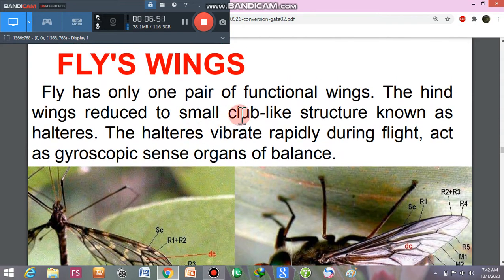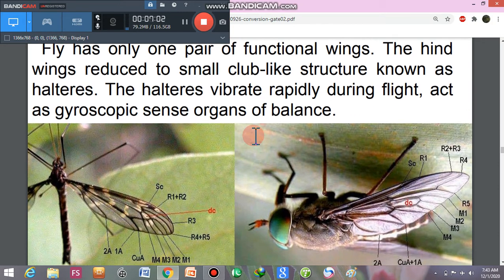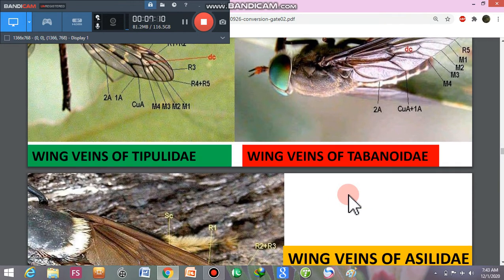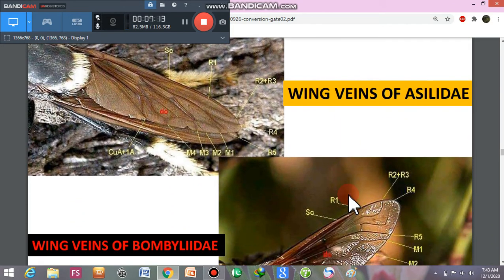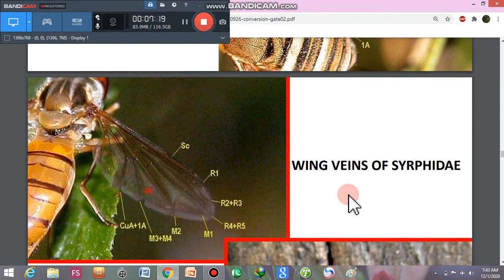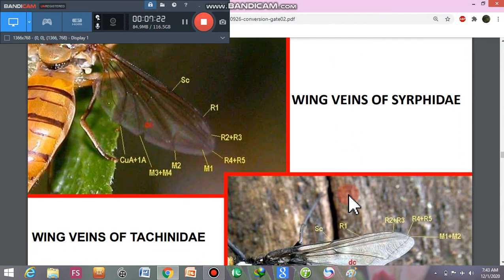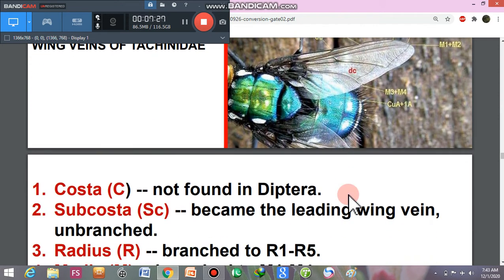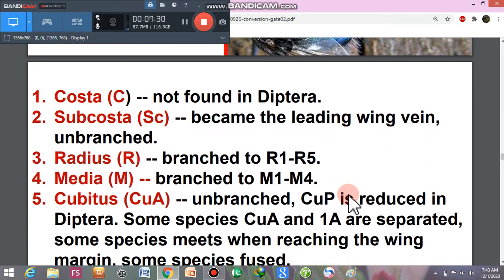Fly's wing. They have one pair of functional wings. The hind wings are reduced to club-like structures known as halteres, and the halteres vibrate during flight and act as an organ of balance. These are the wings of the flies. Okay, you can see the veins. This is a description of the veins.